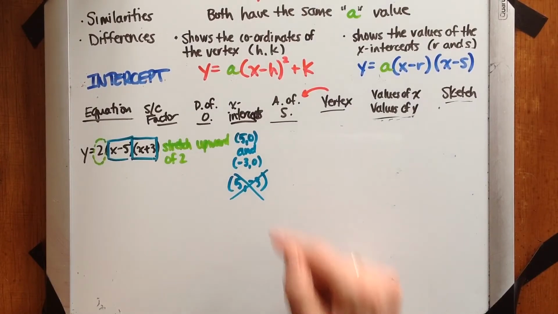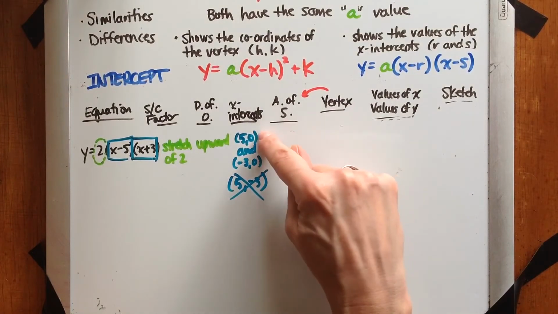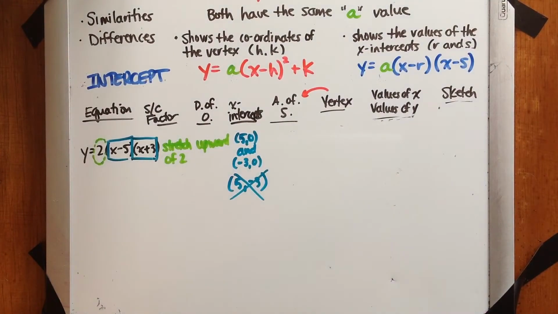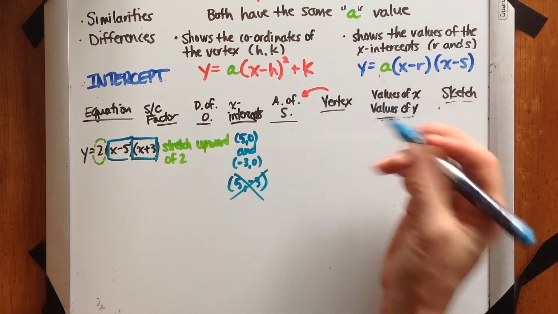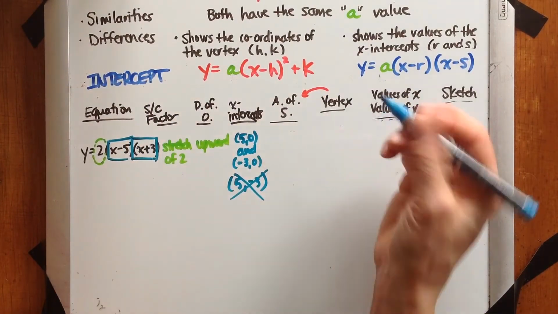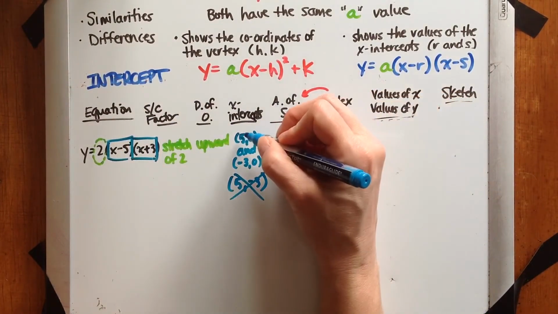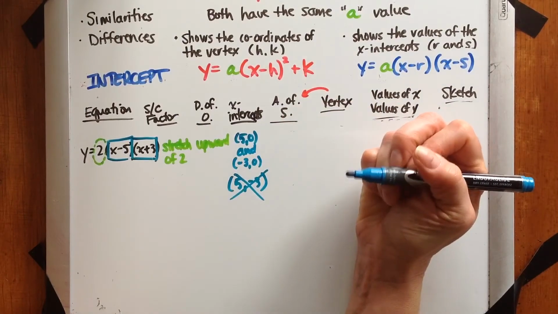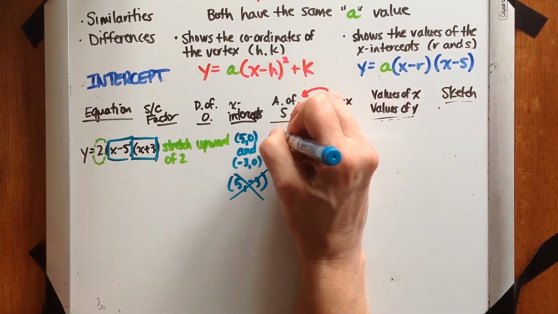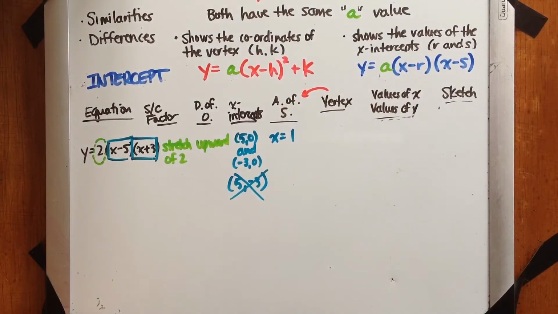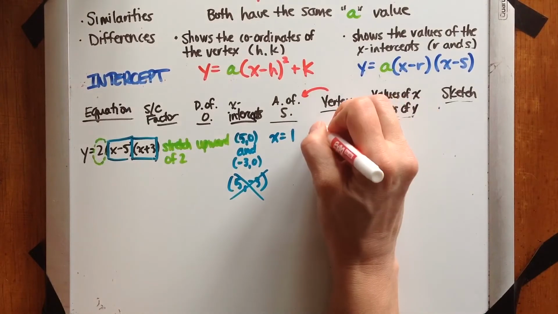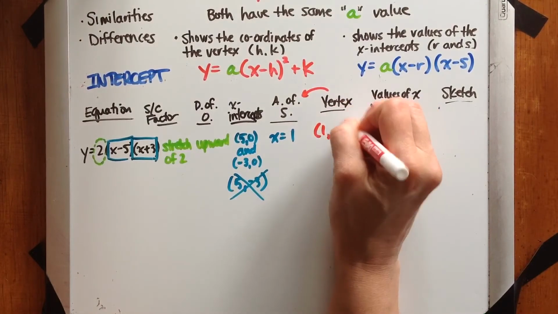Now, the axis of symmetry is always in the middle between our x-intercepts. So we can't get it directly from the equation, but we can average these two, or add them and divide by 2. So 5 plus -3 is 2, and 2 divided by 2 means the axis of symmetry has to be a value of 1.